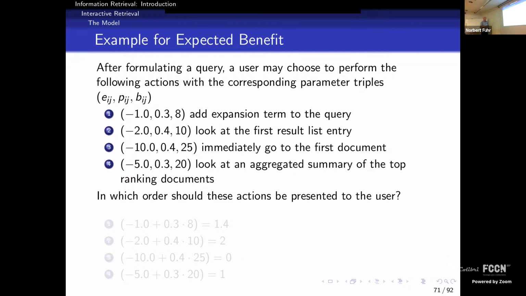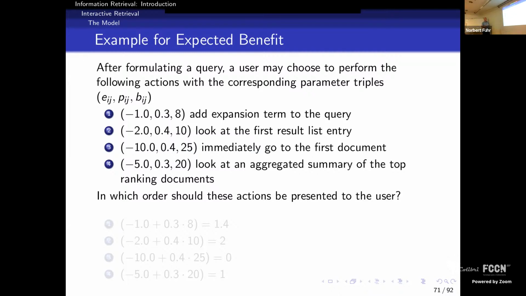So let's look at an example for the expected benefit. For example, the user submits a query, formulates a query, then may choose among the following actions with the parameters effort, probability, and benefit. So a user might add an expansion term to the query that costs 1 second, and with probability 0.3, that's what she wants, and the benefit would be 8. For example, a gain of 8 seconds for reaching the goal.